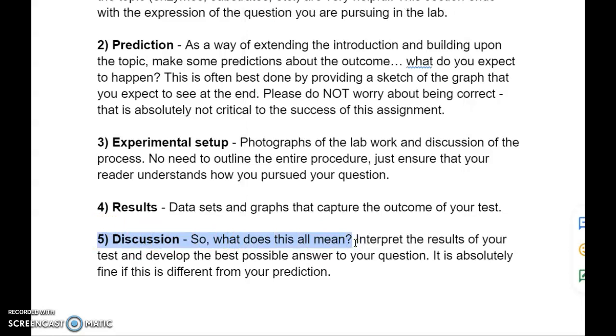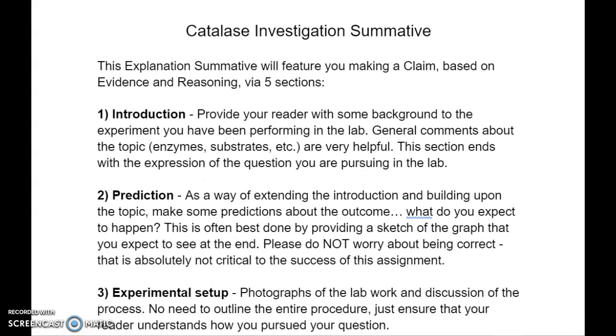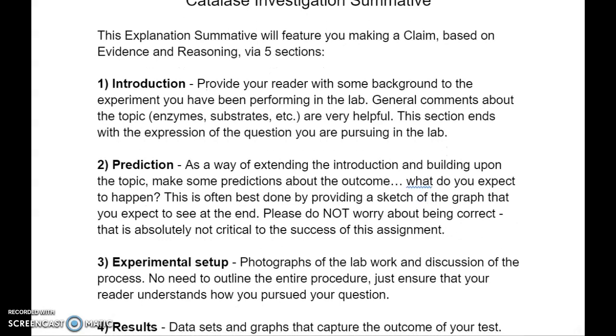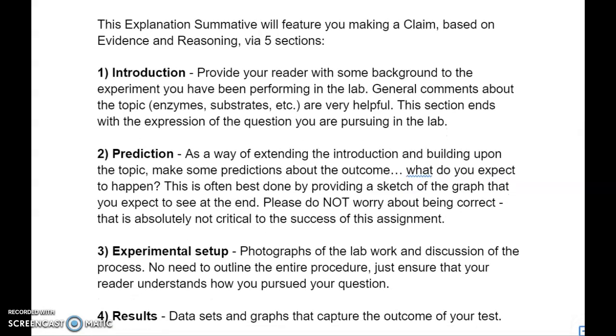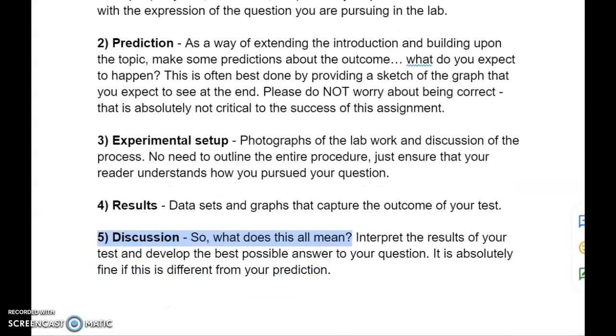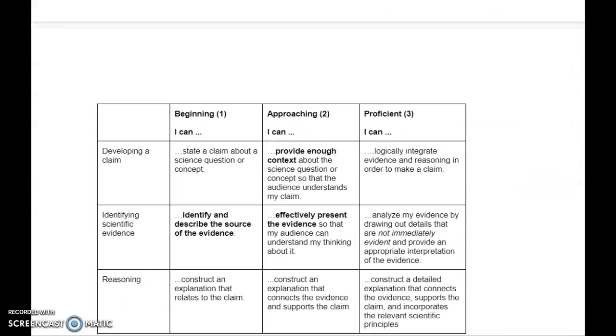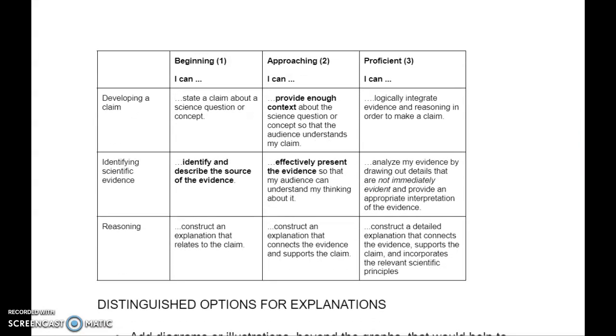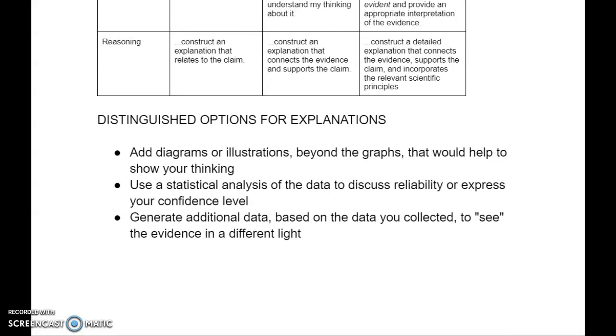And that's where I changed some thinking about the prompt, okay? So all of this is the same, like 1 through 5 is the same, and it's just a recipe, if you will. Do this, do this, do this, do this, okay? Also included is the rubric for developing a claim based on evidence and reasoning. And then here's the original set of distinguished options, and this is the only thing that changes when we go to the other document, okay?